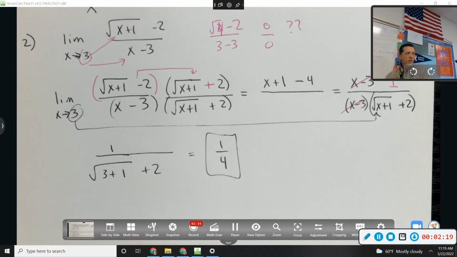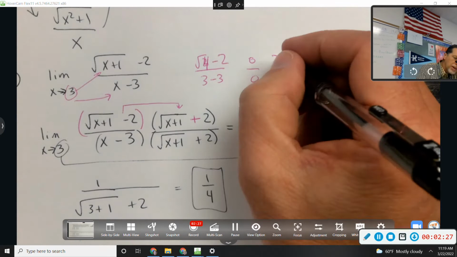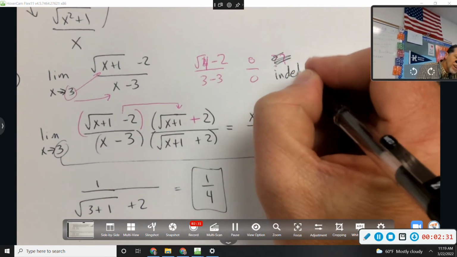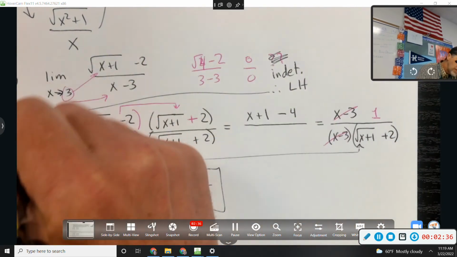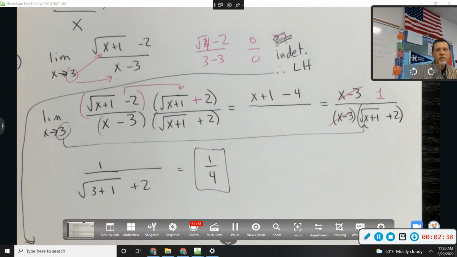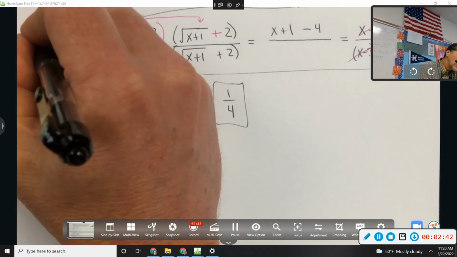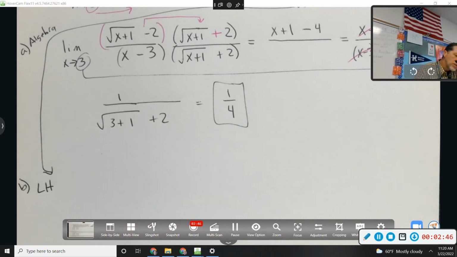Do I need to do L'Hopital's rule? Sure, on that one as well, and we'll see if we get the same thing. So we already said, maybe we should back up here instead of putting question marks, we should be a little more specific. That's indeterminate, therefore we'll use L'Hopital's rule. So the first way was the algebra way. Now we'll use L'Hopital.